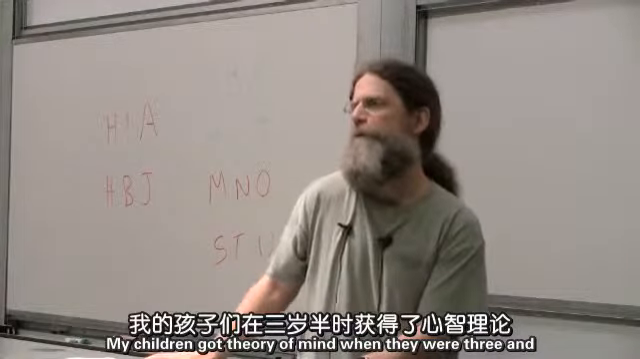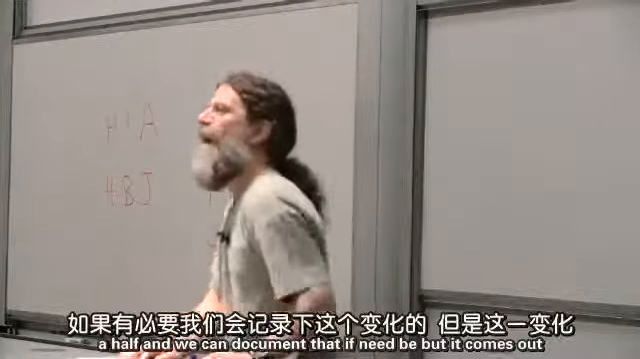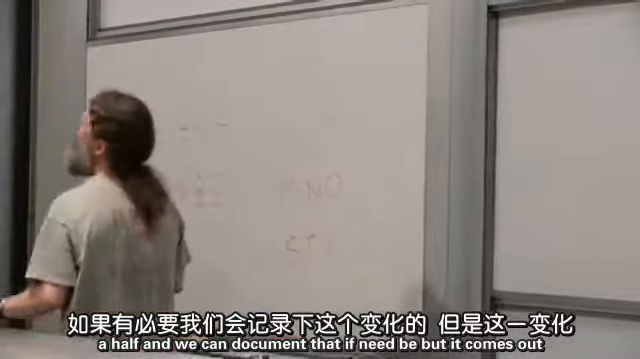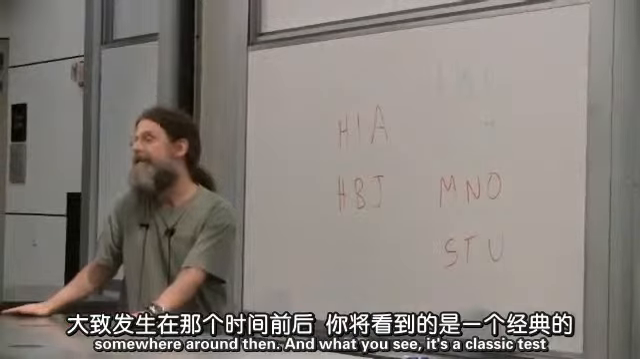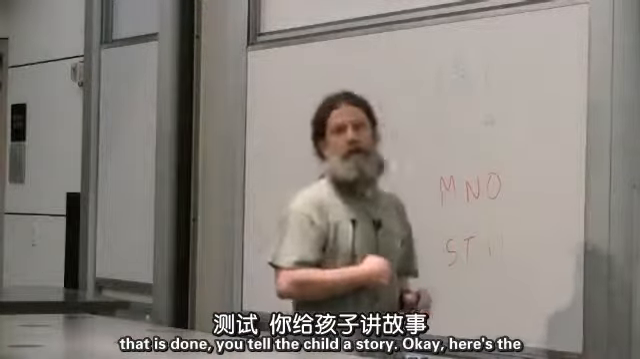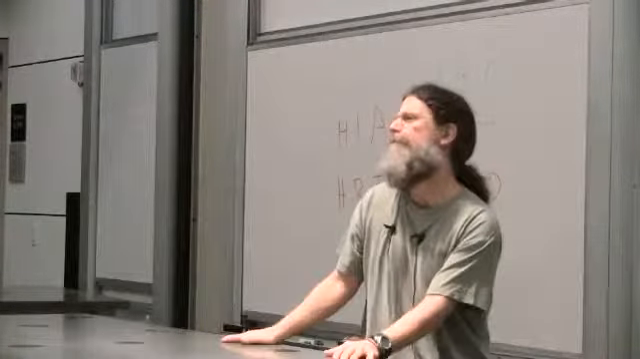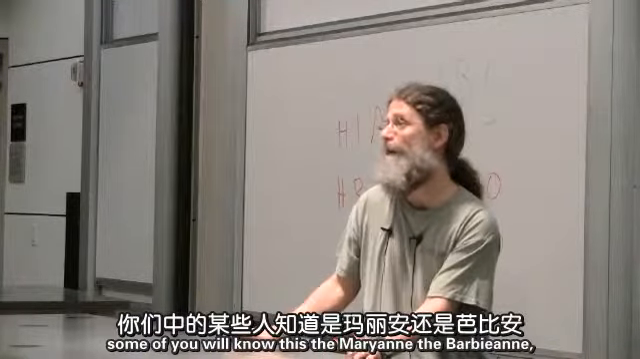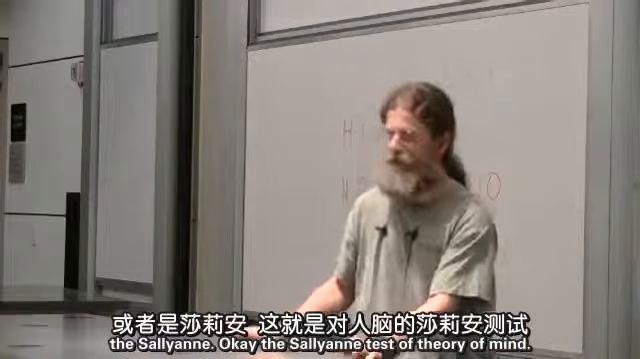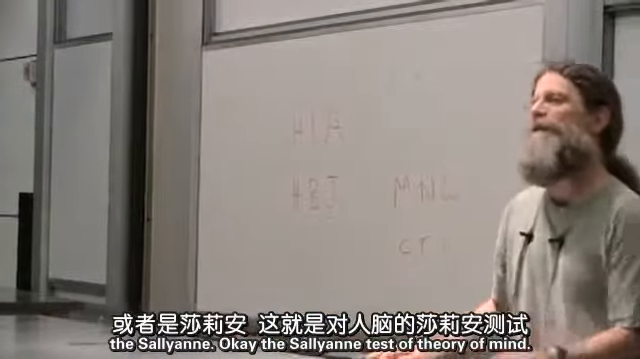My children got theory of mind when they were 3.5, and we can document that if need be, but it comes out somewhere around then. And it's a classic test that is done. You tell the child a story. Some of you will know this, the Sally Ann test of theory of mind.